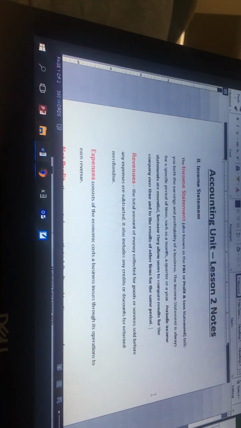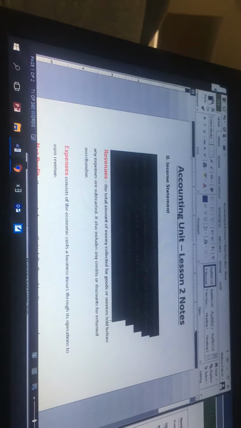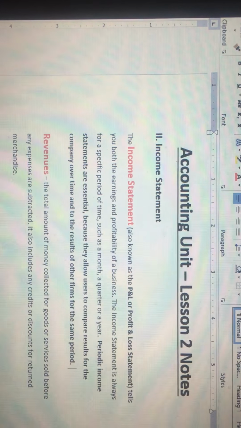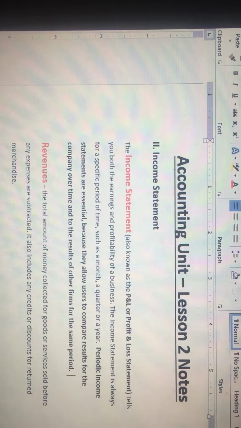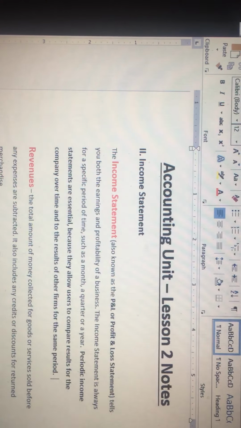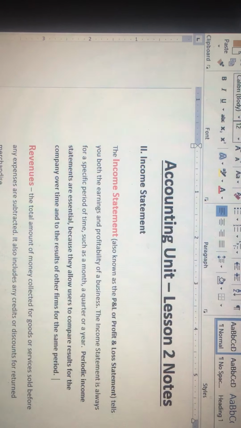All right, so at this point, you should have your note packets open, either your Word document or your PDF. And the fill in the blanks are, the first one is income statement. The income statement tells you both the earnings and profitability of a business. And it's always stated for a specific period of time, such as a month, a quarter, or a year.